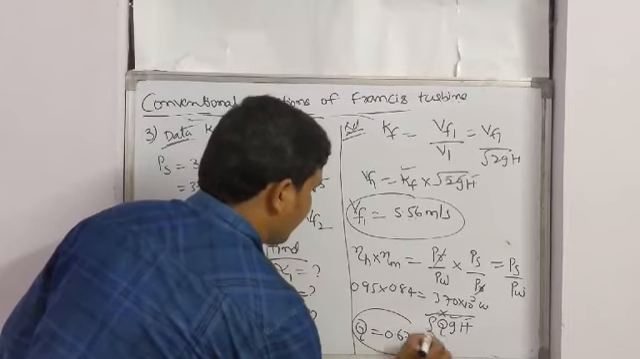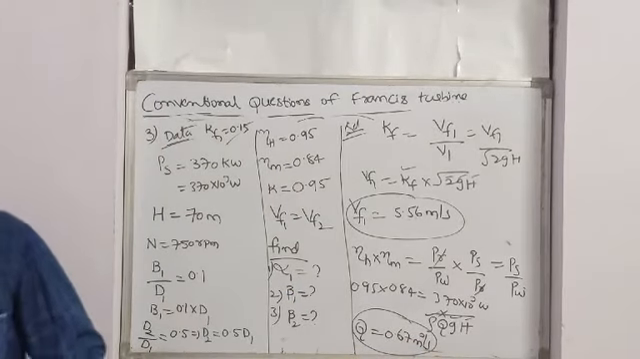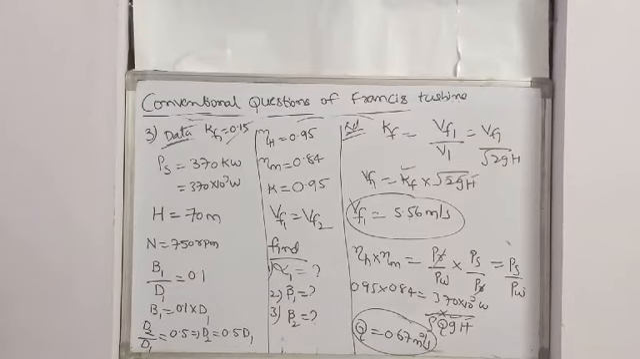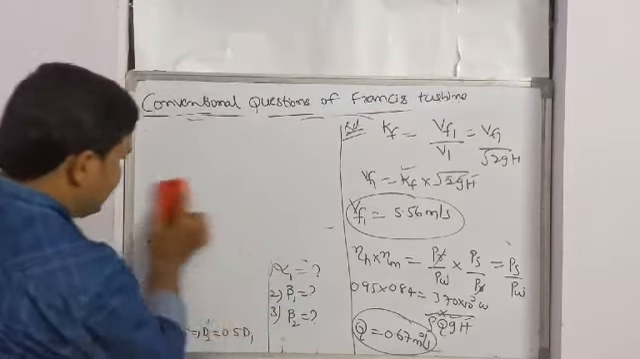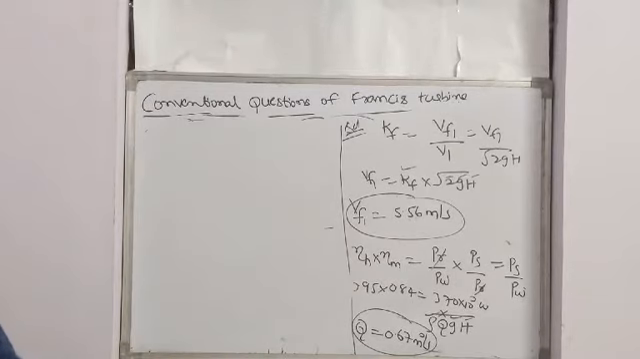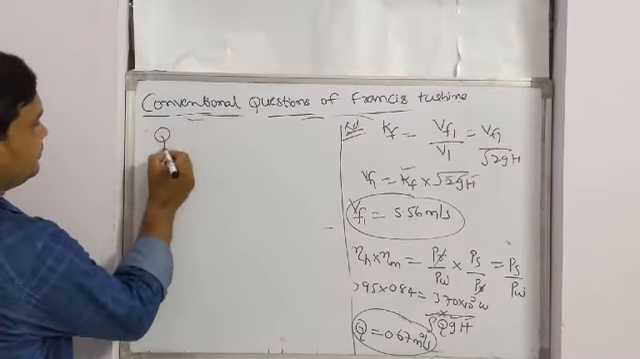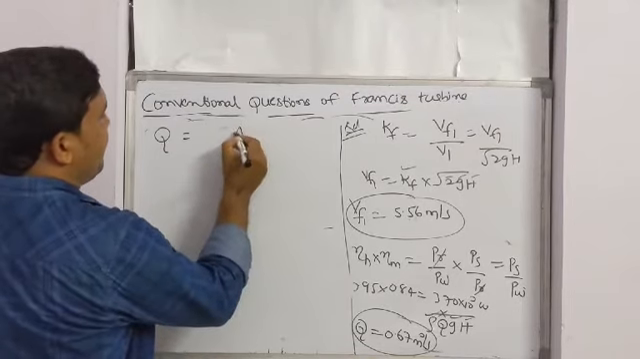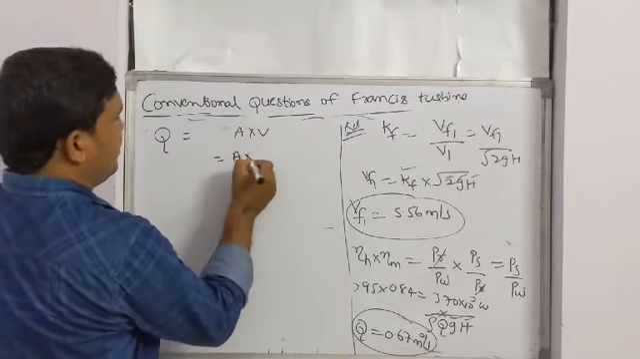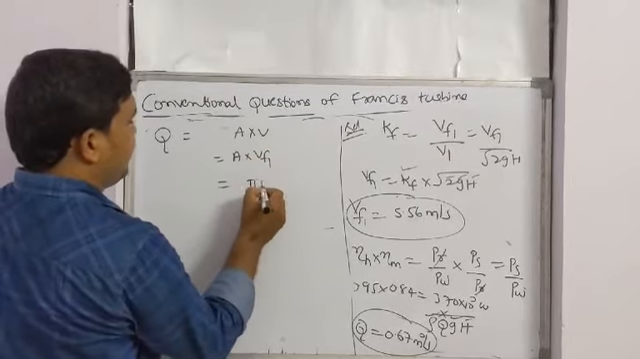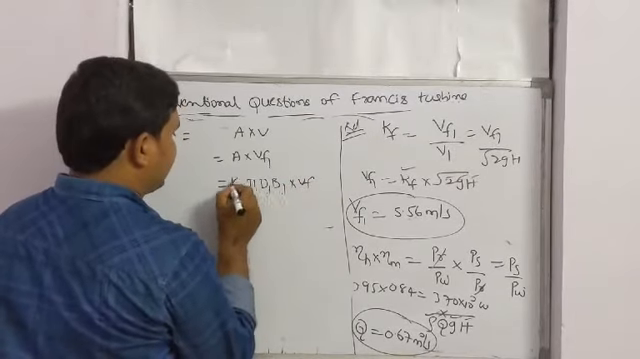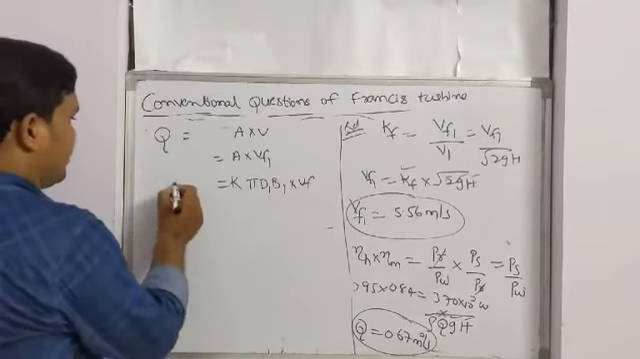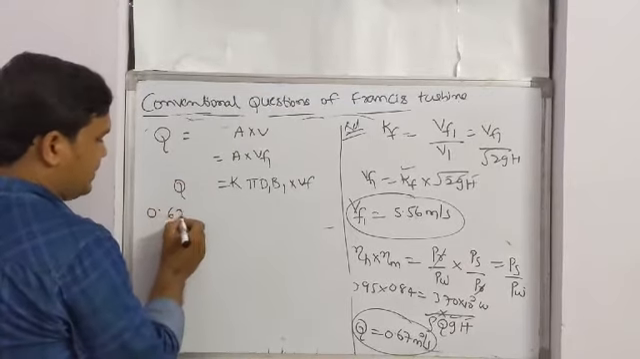Meter cube per second. We should apply all formulas for finding all the velocity components. Vf1 is there, V1 is there, Q1 is there. Discharge Q1 is equal to area into velocity, that is area into flow velocity Vf1. Area is pi d1 b1, the circumferential area, into flow velocity. In this problem the K factor is given. So Q is equal to this much. Q is equal to 0.67.